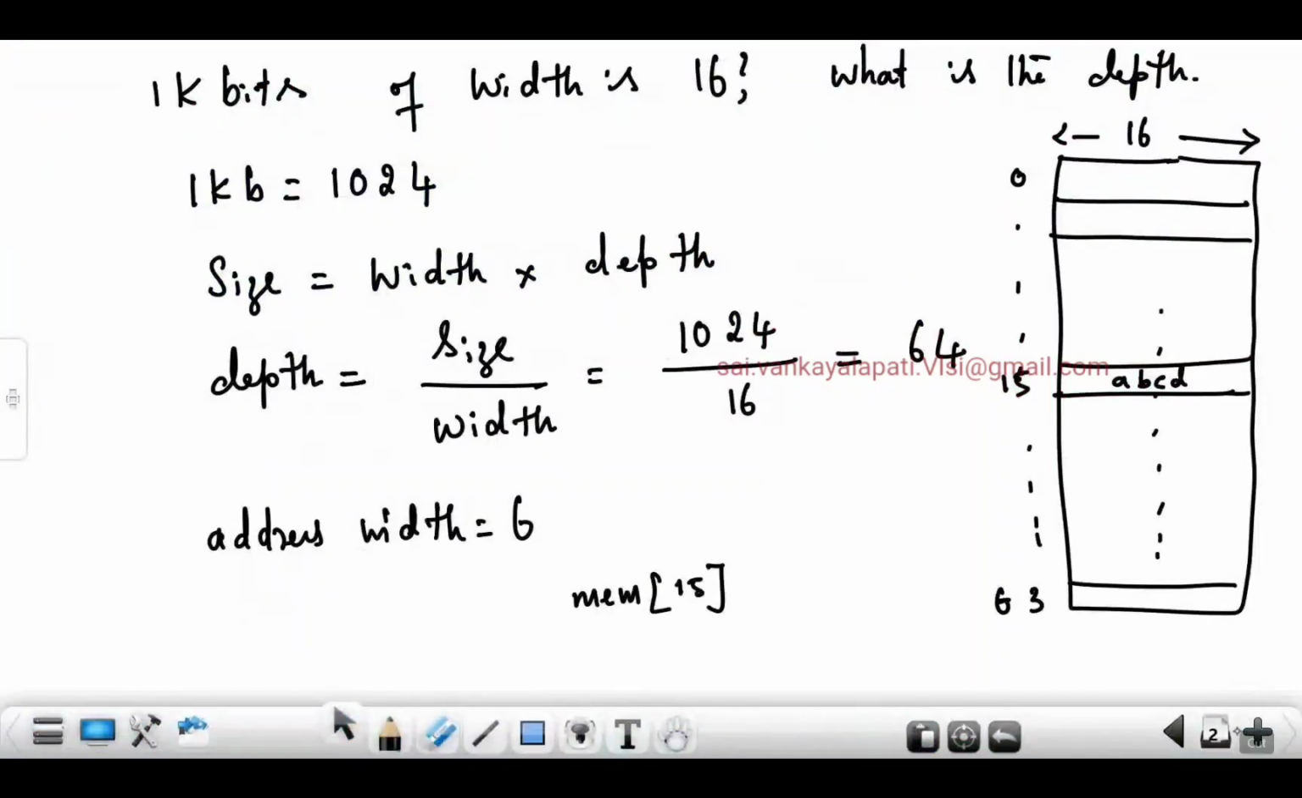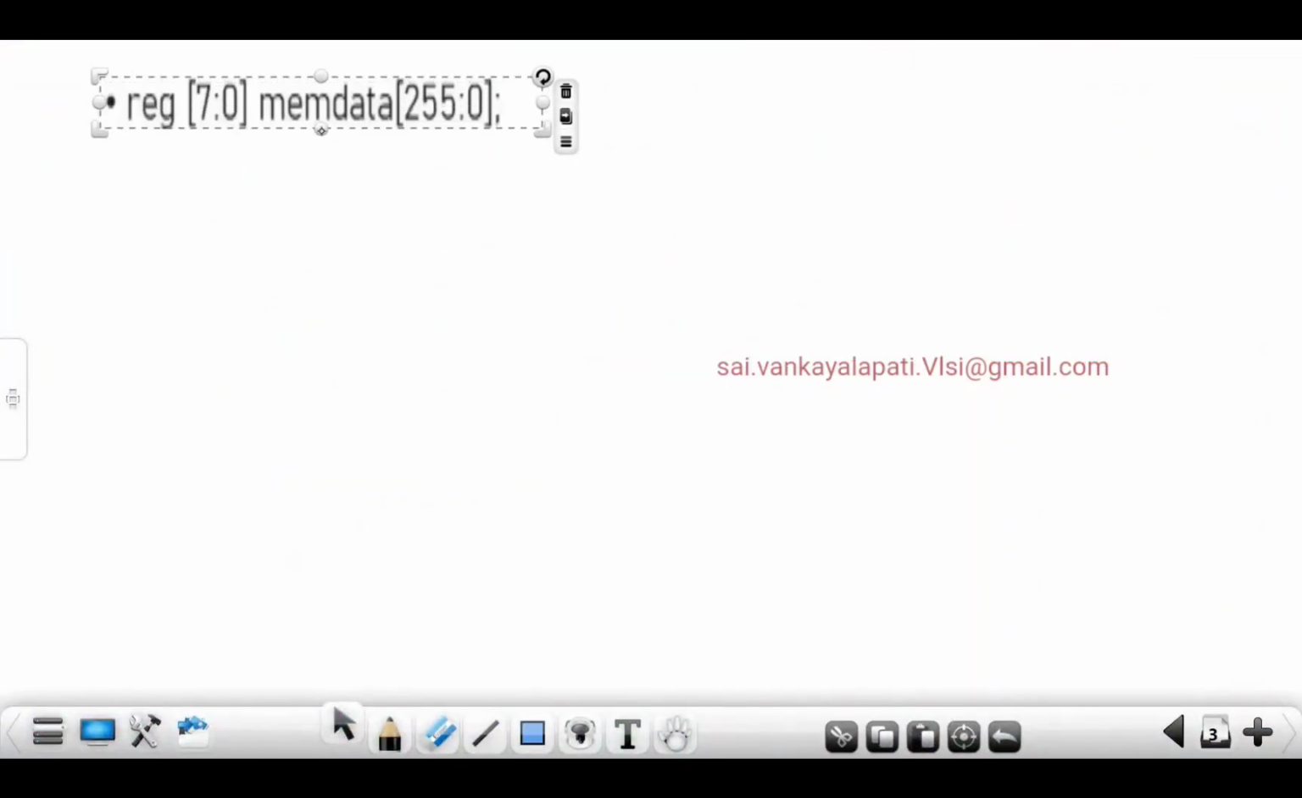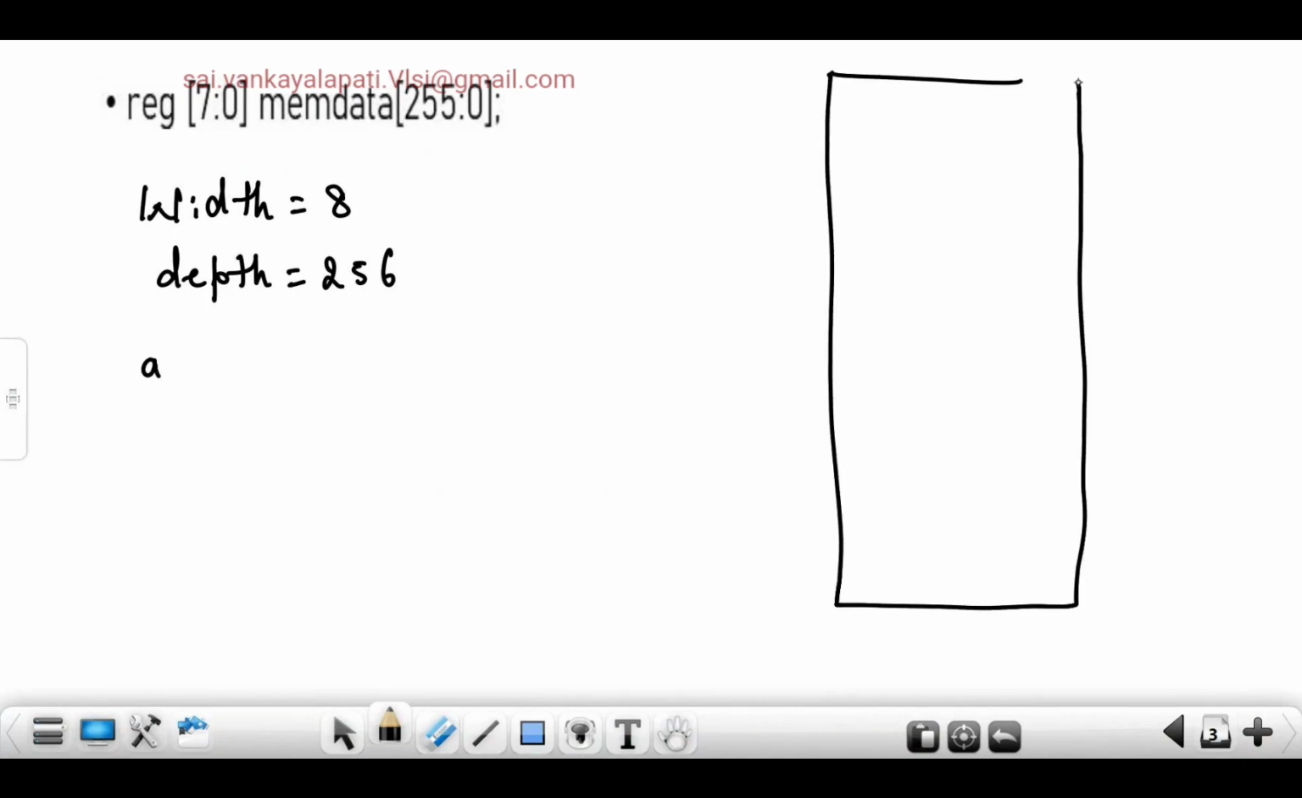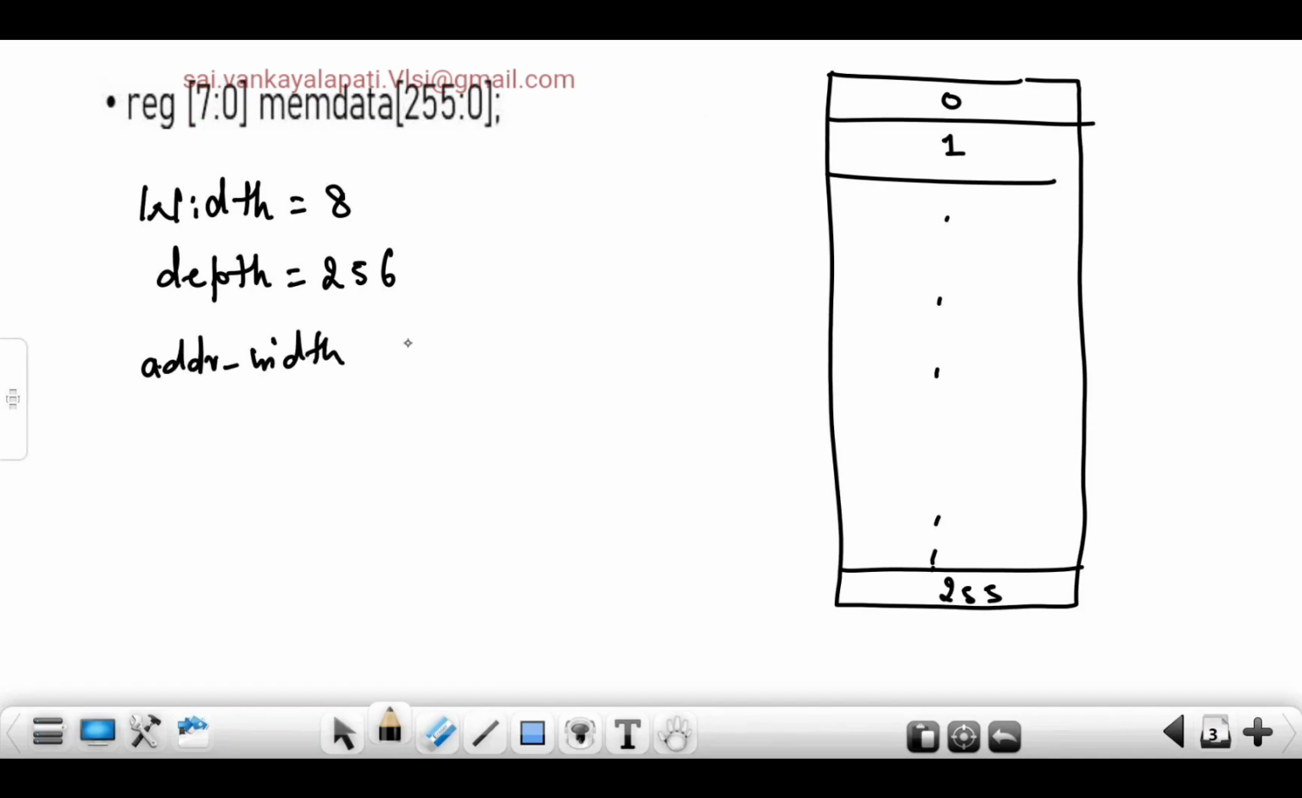Can you calculate what the width is? What is the width of this? It is nothing but 8. The depth is nothing but 256. Right. What is the address size? So this is a memory with locations 0, 1, and so on up to 255. These are nothing but address locations. To represent the address locations, what is the address width? What address width can I represent with this?